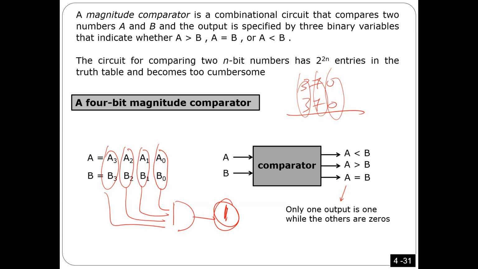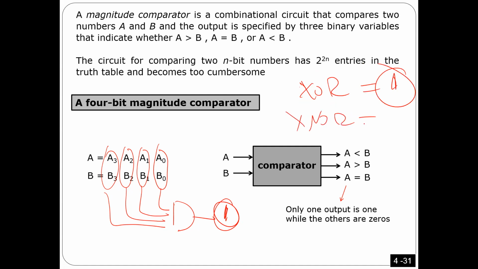XOR? XNOR, thanks, that's true. XOR is going to give you 1 when the two bits are not equal. XNOR is going to give you 1 when the two bits are equal. So all I have to do is use XNOR here, another one here, here, and here. Then if this one gives me 1, and this one gives me 1, and this one, and this one, I can say the two numbers are equal.